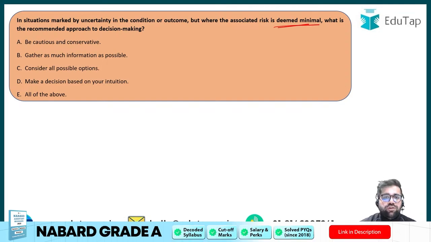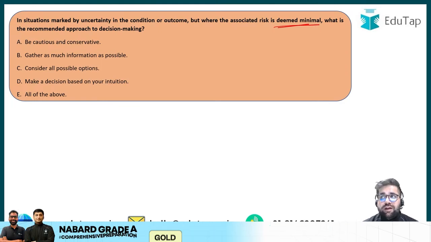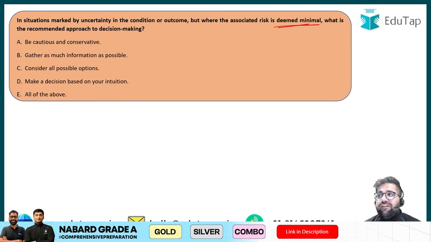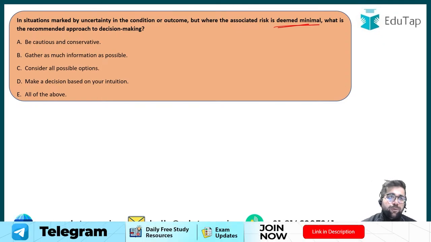And I hope you know the difference between uncertainty and risk. Under uncertainty, we do not have any probability. We do not have any fixed percentage or number. But in risk, definitely a certain probability is known, a certain occurrence of an event is known.